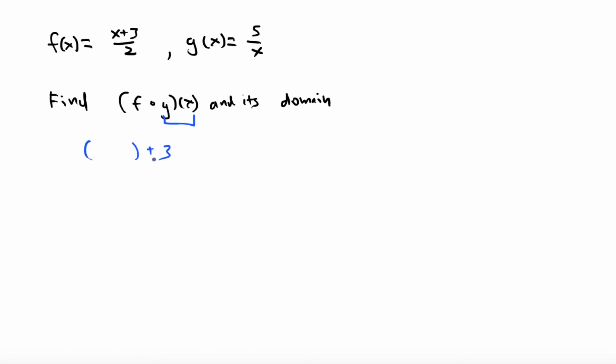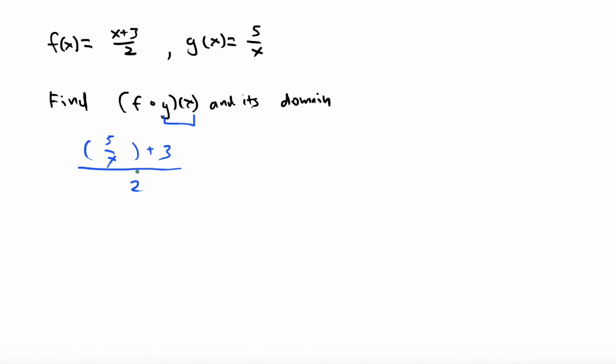This is f of x. You notice I didn't put an x here, right? I put a parentheses. So what should we put in the place of the parentheses? We should put g of x, right, which is 5 over x. I mean, you could leave it like this, but we should simplify this.